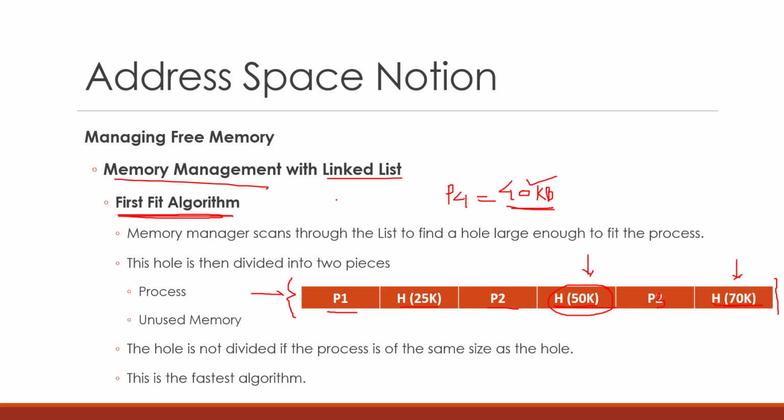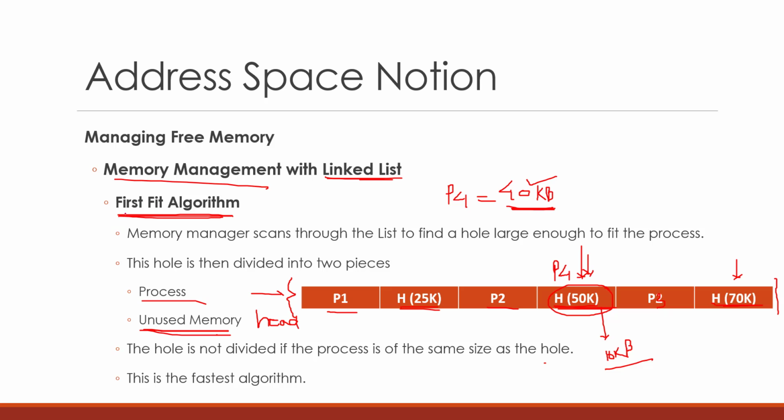Since we are talking about a linked list again, it has to start from the head, right? It will start from the head, which is this part, and search for enough available space for this process, which is 40 KB. So this is 25 KB, it will not fit here. This is 50 KB, it will just place this process over here. So process P4 will be allocated over here, and there will be 10 KB of free space, because 40 out of 50 leaves 10 KB of free space. So this hole will be divided into the process space, which is 40K, and unused memory or free space, or a hole, of 10 KB.